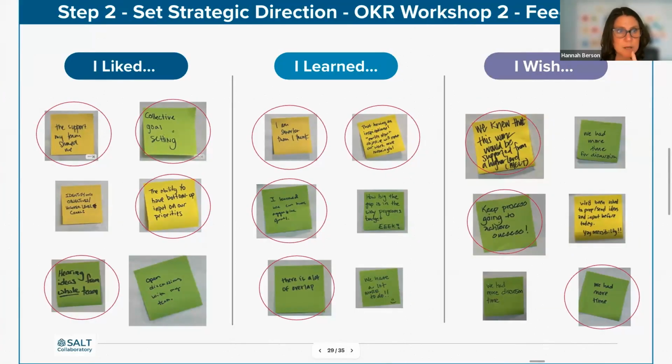I circled a lot of them here. They said, I liked the support my team showed me. I liked the collective goal setting, the ability to have bottom-up input on our priorities, hearing ideas from the whole team, right? This is a new way of thinking and working. They've never been in a session like this before. What did I learn? I'm smarter than I think. And I know where this comes from.